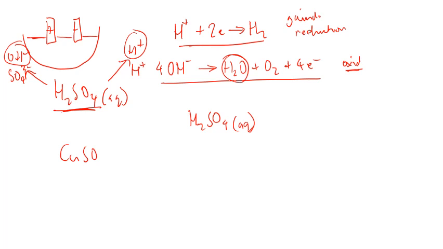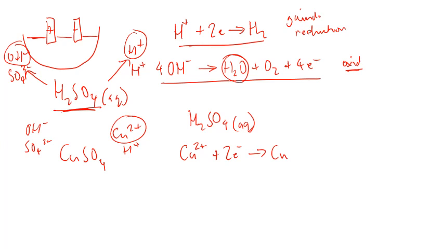Now, if you had a different one like copper sulfate, it will be exactly the same. You'll have your hydroxide, you'll have your sulfate, you'll have your copper 2+ over here, you'll have your hydrogen. But copper 2+ will win out at the electrode. So instead of your hydrogen, you'll have copper 2+ plus 2 electrons reacts to form your copper atom. And then your hydroxide is discharged, so you'll have sulfuric acid left behind. And all acids are always aqueous.